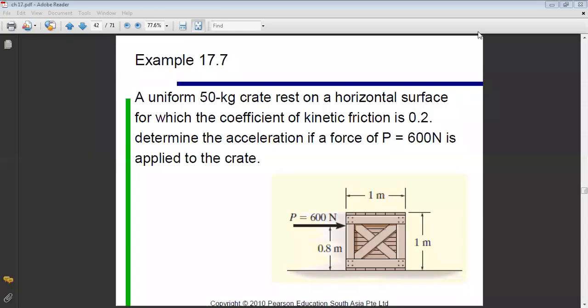So a uniform 50 kilogram crate rests on a horizontal surface for which the coefficient of kinetic friction is 0.2. Determine the acceleration if a force P of 600 Newton is applied to the crate. So the first step in any problem is to draw the free body diagram.